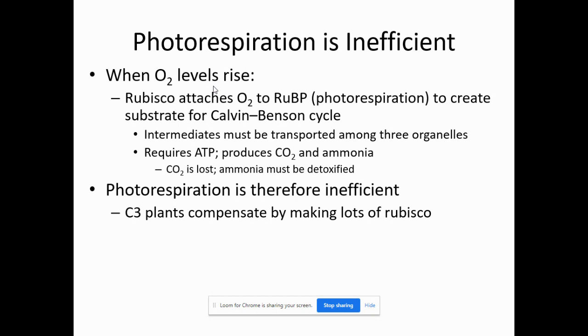So how do C3 plants compensate for photorespiration? Well, their method of compensating for photorespiration is to make a lot of Rubisco. The more Rubisco you make, the more chances that they will bind to even small amounts of carbon dioxide. So hopefully you can still have some Calvin-Benson cycle running to produce food.